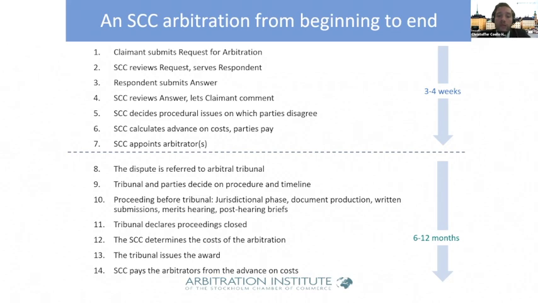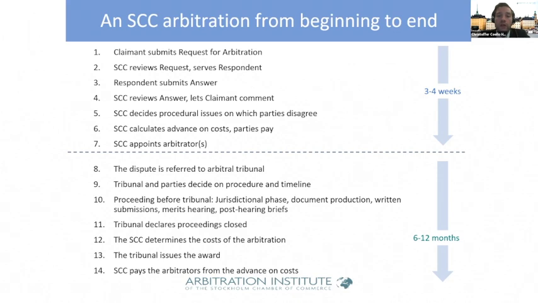So once the case has been referred, the tribunal shall hold a case management conference with the parties, and during this case management conference, decisions are made regarding the arbitral procedure and the timetable of the arbitration. The case management conference is usually held via phone or video and shall be held promptly after referral according to the rules.